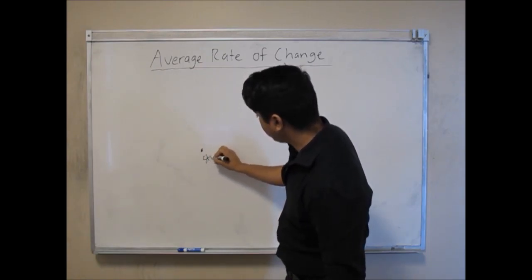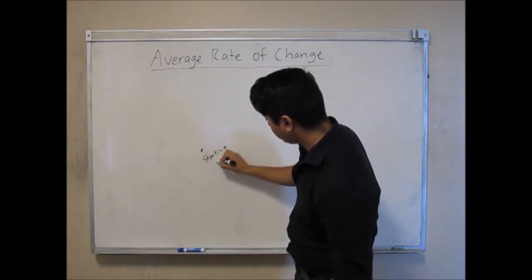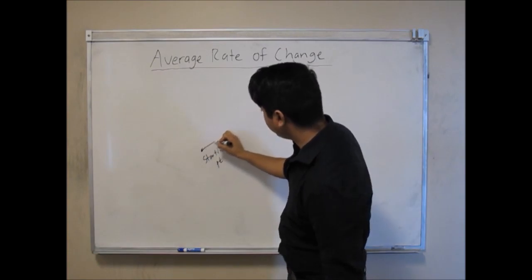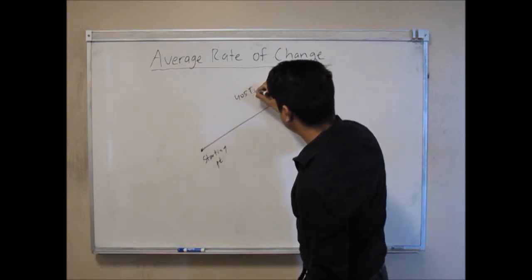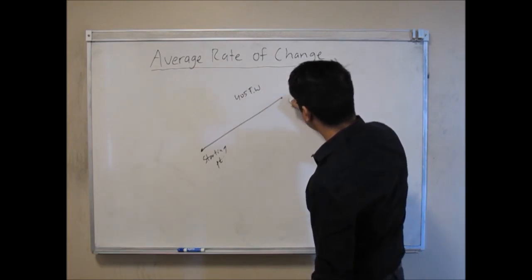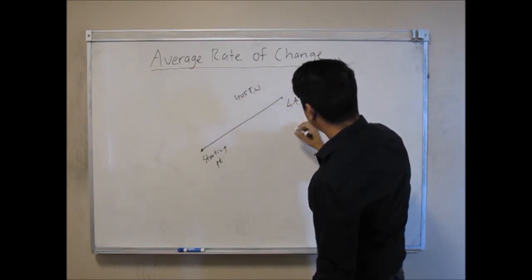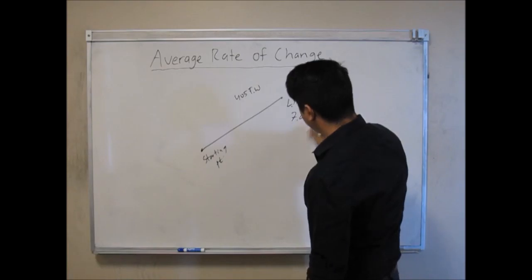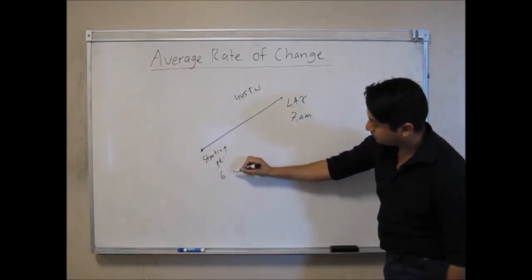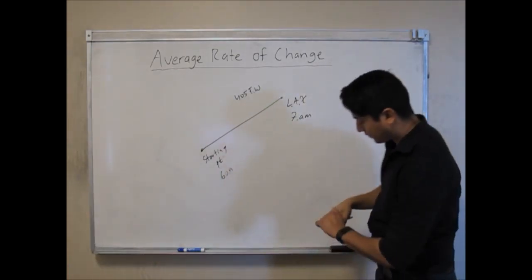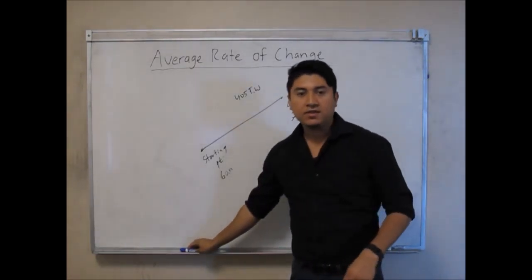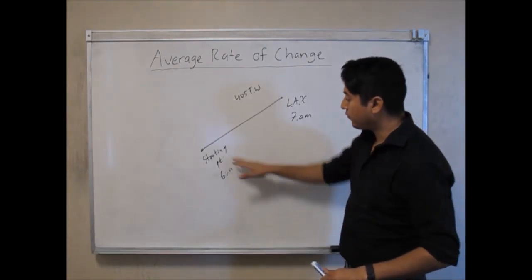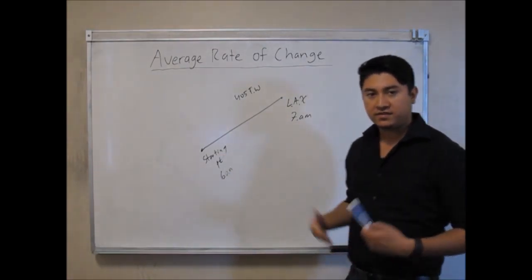So this is your starting point. You're driving on the 405 freeway, so this is the 405. And you want to get to LAX within 7 a.m., and you're starting at 6 a.m. Let's also suppose that you need to drive 60 miles, that from where you start to LAX is 60 miles as well.